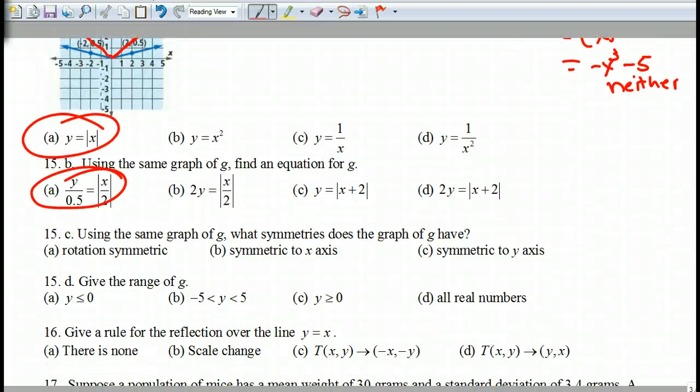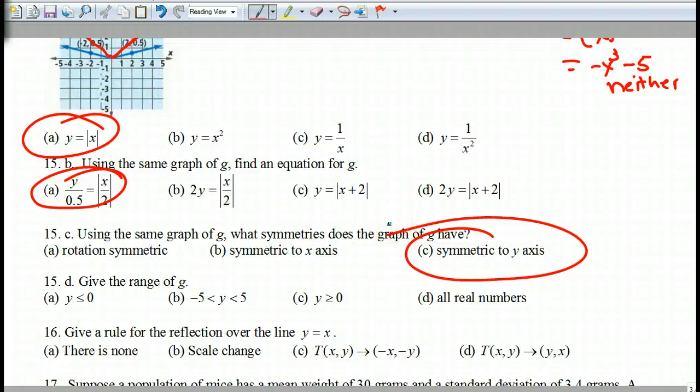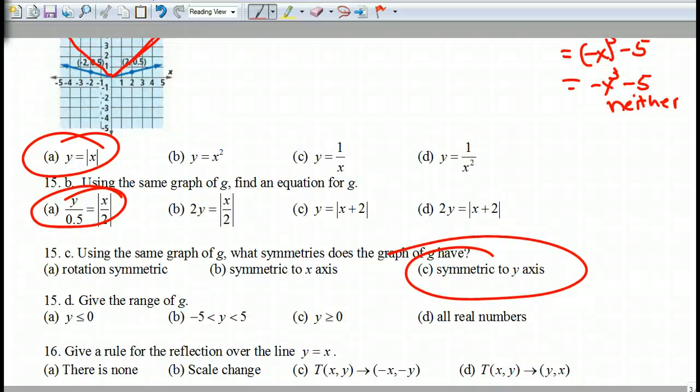15c, use the same graph. What symmetries does the graph have? The y-axis. The y-axis is its mirror, right? So it's going to be that one. And give the range. What is the possible range of this absolute value? See, it has to be greater than 0, right? Okay?